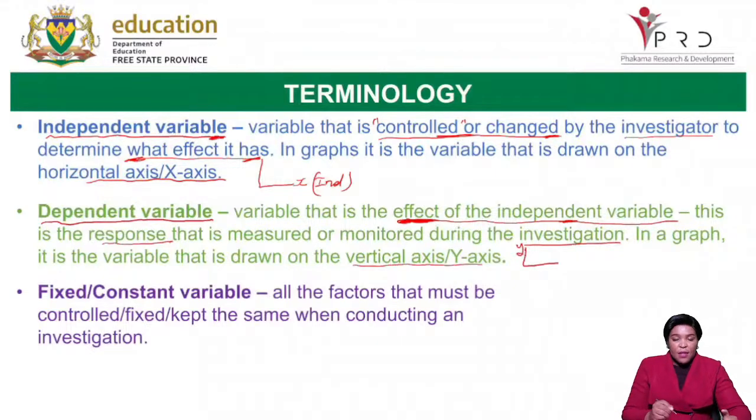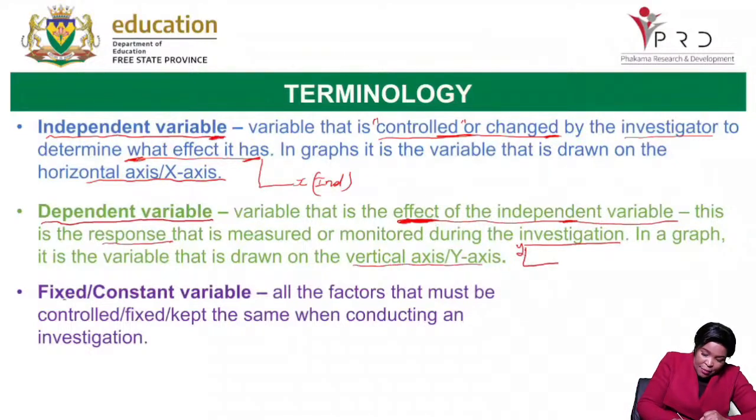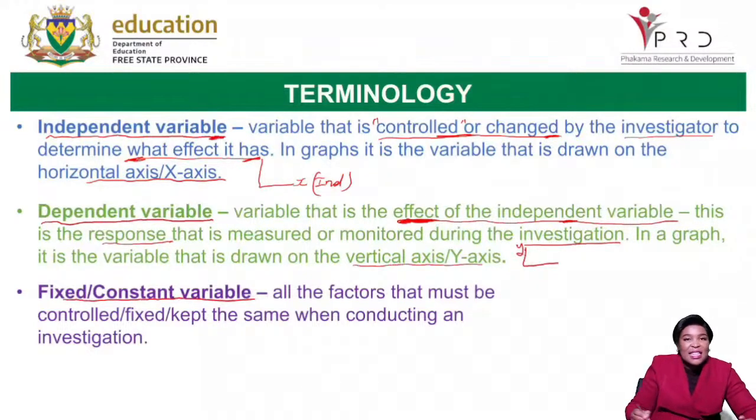Then we come to the last variable, which is the fixed or the constant variable. These variables are there in any experiment, because when you set up your experiment, you want your results to be credible. You want your results to show that you followed the correct procedure. These fixed variables are all the factors that must be controlled or fixed or kept the same when conducting an investigation.